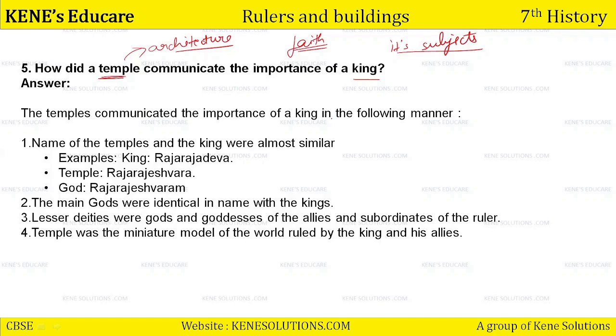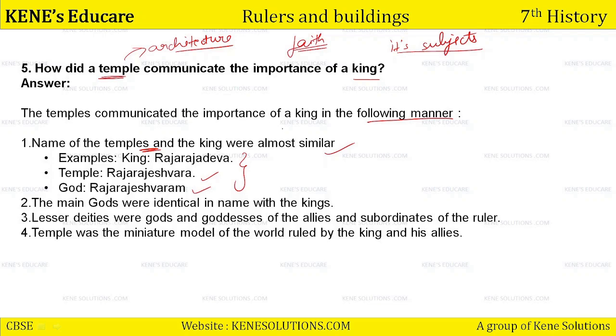Temples communicated the importance of a king in the following manner. Kaise? Number 1, name of the temples and the king were almost similar. हमेशा ऐसे कोशिश की जाती थी that the name of the temple, the god being enshrined inside the temple, and the name of the king must be similar. For example, the king was Raj Deva. Temple's name built by him was Rajeshwara, and the god being enshrined inside the temple was Rajeshwaram. So it was always kept in mind that you have to keep the name of the king, the name of the temple, and the god being enshrined inside the temple the same so that people can relate the king with the god. Okay.